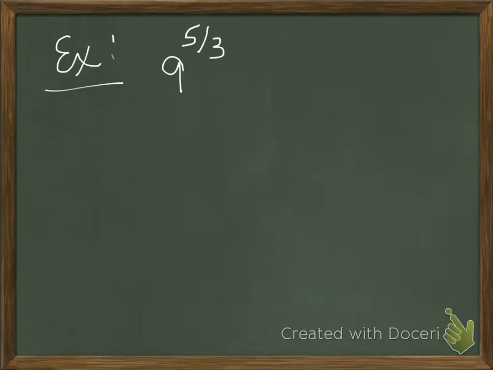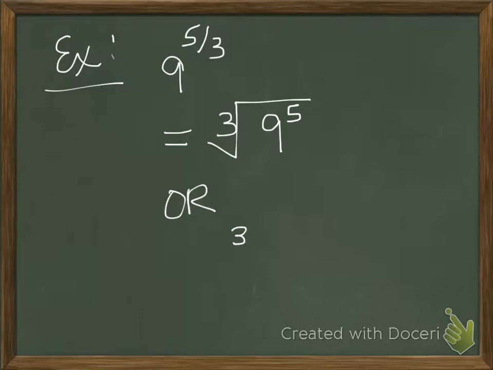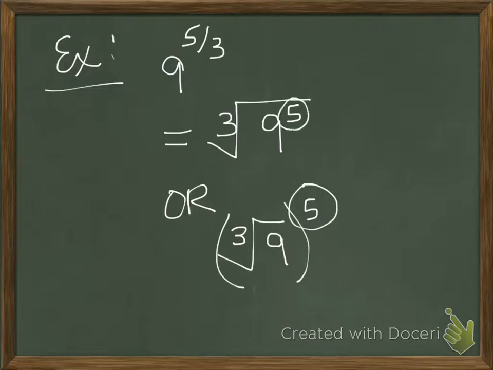If I have 9 to the 5/3 power, my root is 3, and then I have 9, and I could put the 5 inside if I wanted to and write it like that, the cube root of 9 to the 5th, or I can write it as the cube root of 9 parentheses to the 5th power. Either way is okay because it's still talking about the exponent, and the exponent can go on the outside or it can go on the inside of the radical.